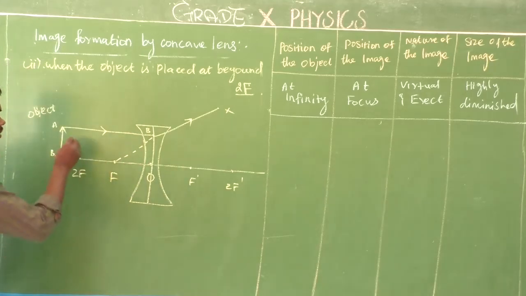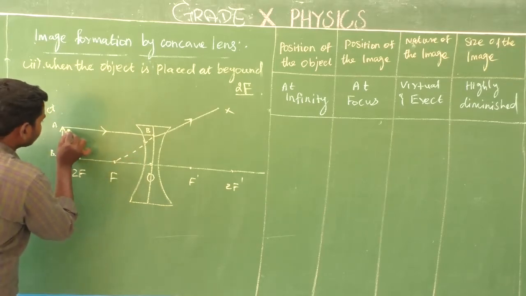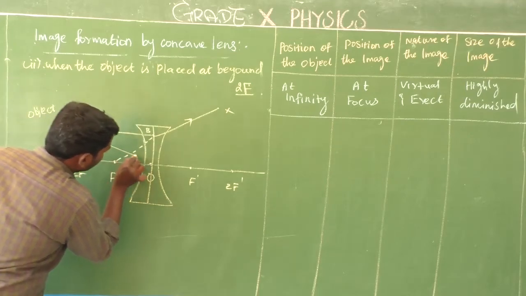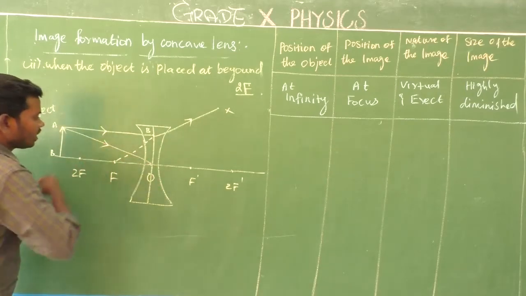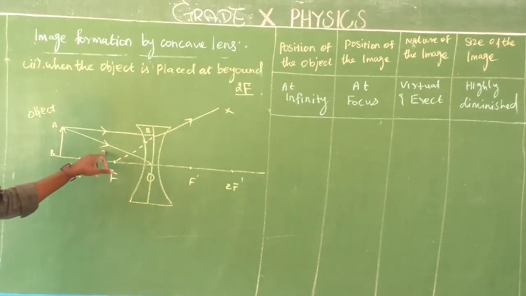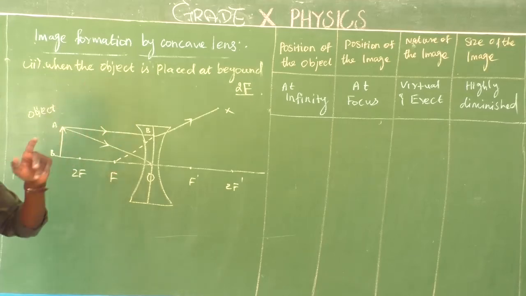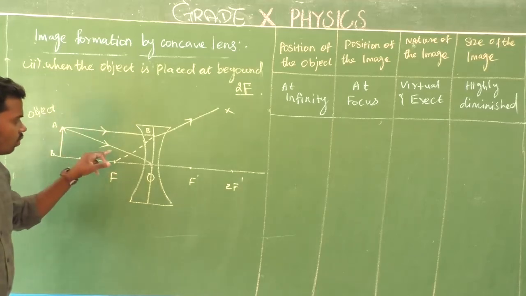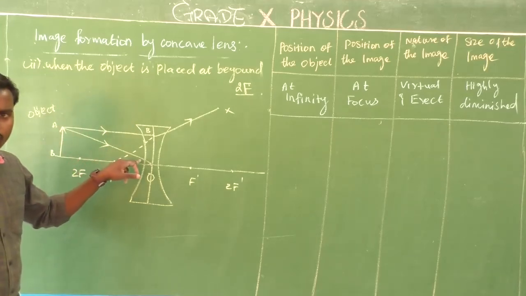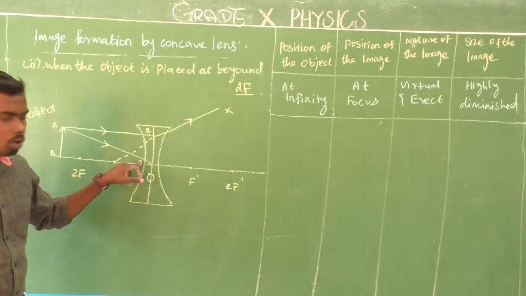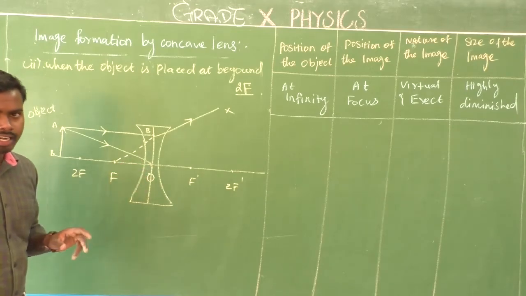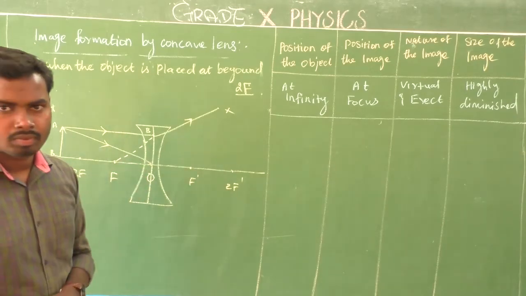Consider a ray of light coming from an object placed beyond 2f, from the top, like this. This is the incident ray. Is it clear? Yes. Actually, look here. This ray of light passes through the optical center. Next, what will happen?